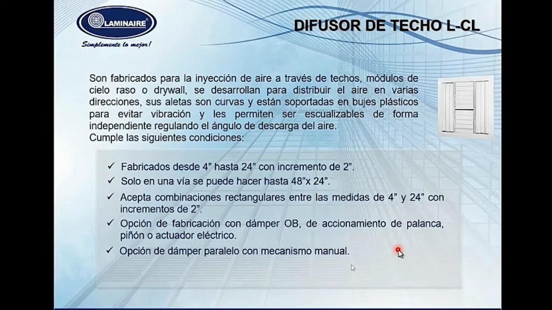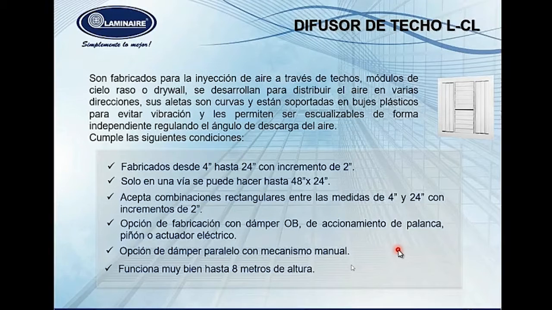So they are manufactured from 4 inches up to 24 inches, being increased every 2 inches. There is one that has only one weight, could be manufactured up to 48 inches times 34 inches. It also has set rectangular measures, increasing in 2 inches. It has also the option of the damper OB, and it works very good up to 8 meters height with the characteristic that we just mentioned before.